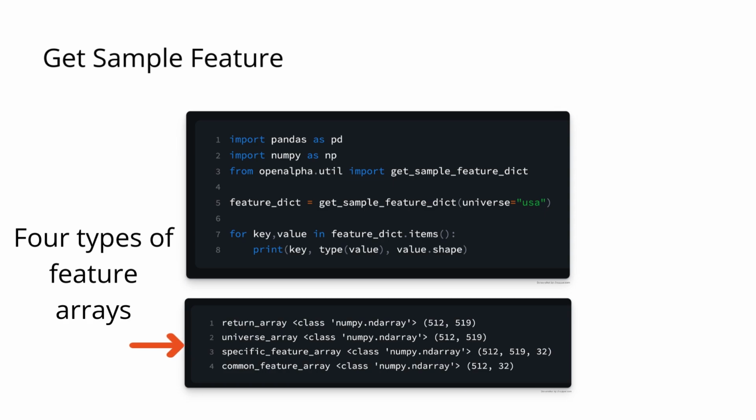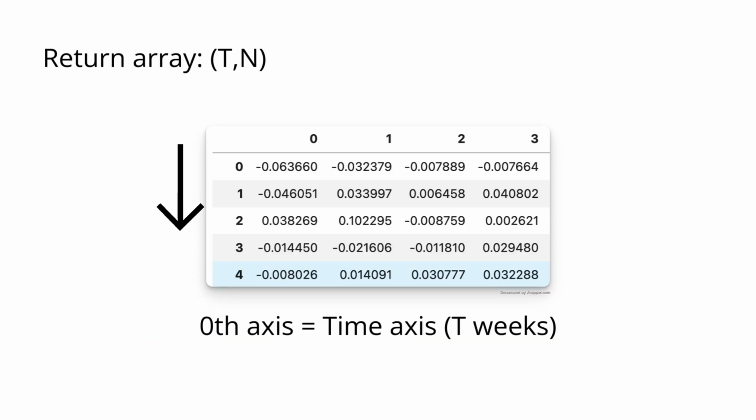The code returns 4 types of arrays in a dictionary format. These arrays are return array, universe array, common feature array, and specific feature array. Now, let's go through each of them one by one. First, let's look at the return array.